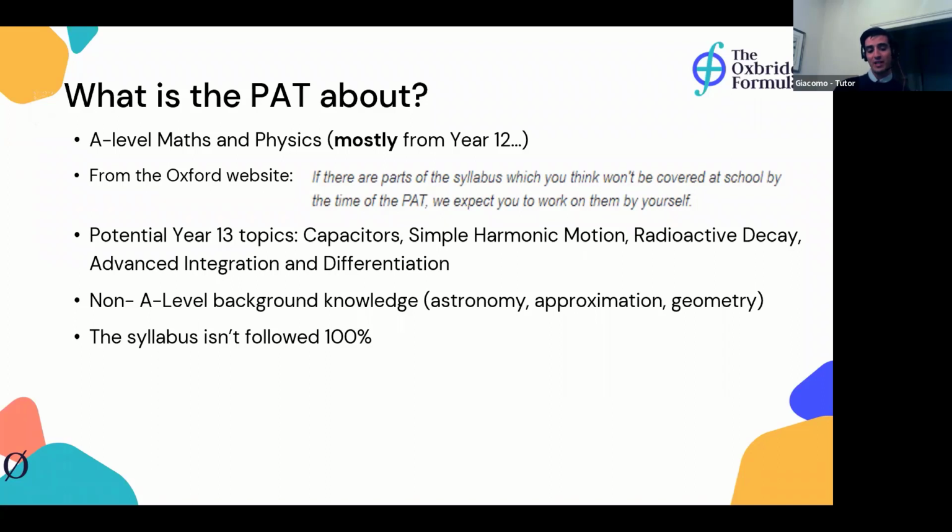They think that the people who deserve a place at Oxford, who will do well, are those who understand physics on a holistic level and who can solve problems rather than just follow a particular syllabus. So it's really preparing you for what life at university will be like.